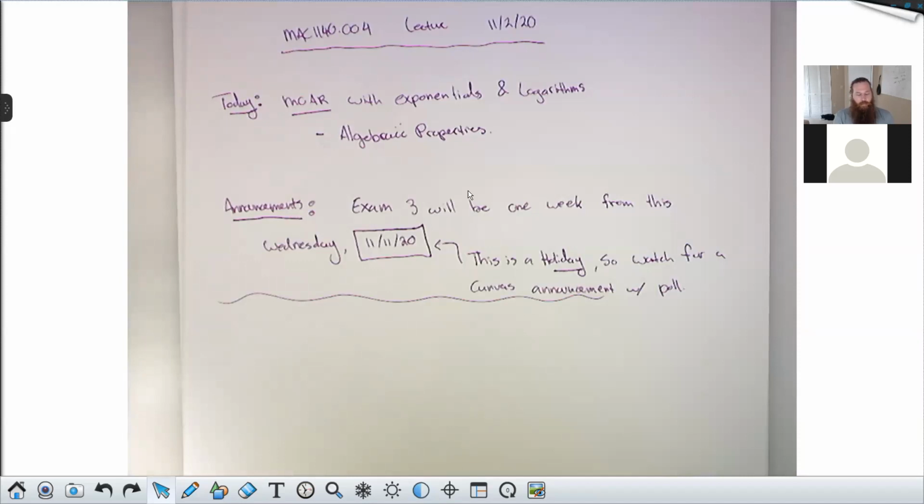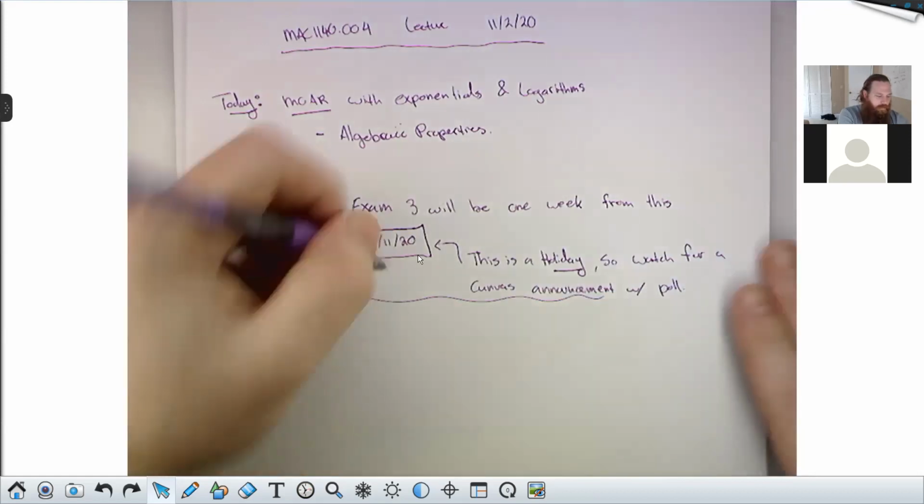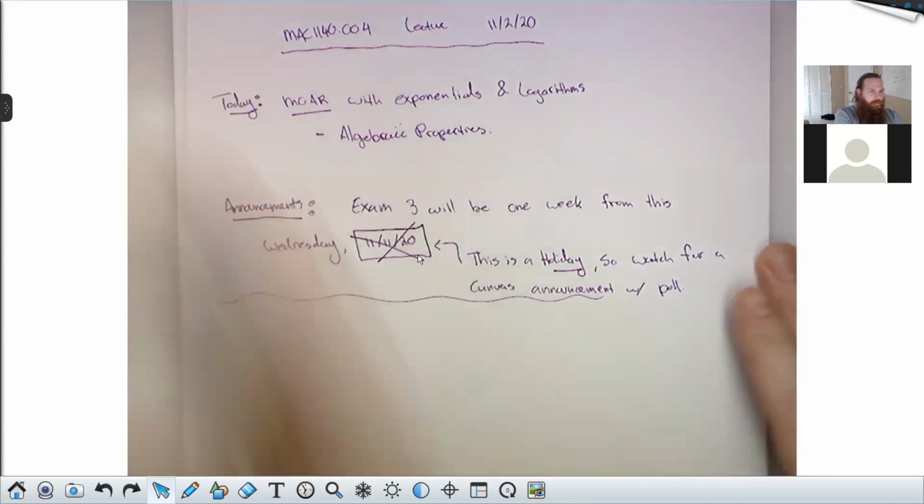fewer days to study. So the likely dates on that poll will be 11/9, and then whatever the following Monday is. I think that would be 11/16. But watch for the poll in a Canvas announcement. I'll let you guys pick between a couple of different options since we can't do it on this day. And thank you, Gabby, for pointing that out.